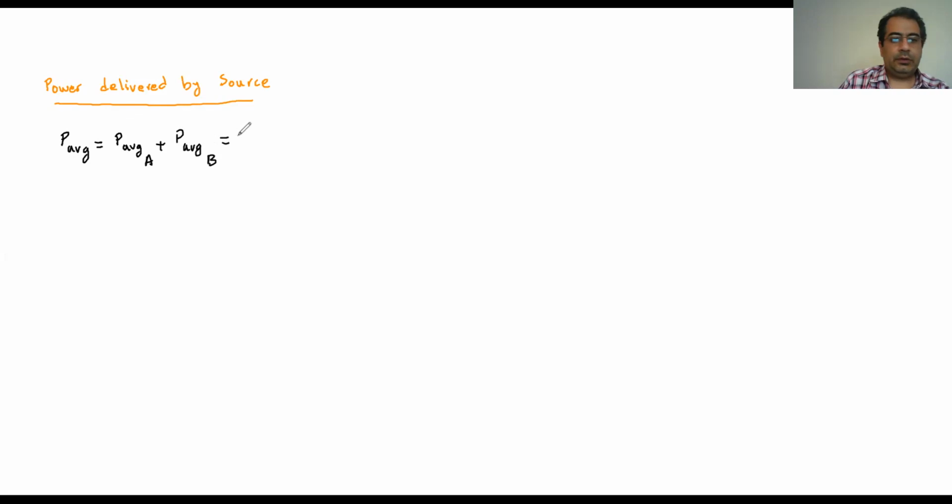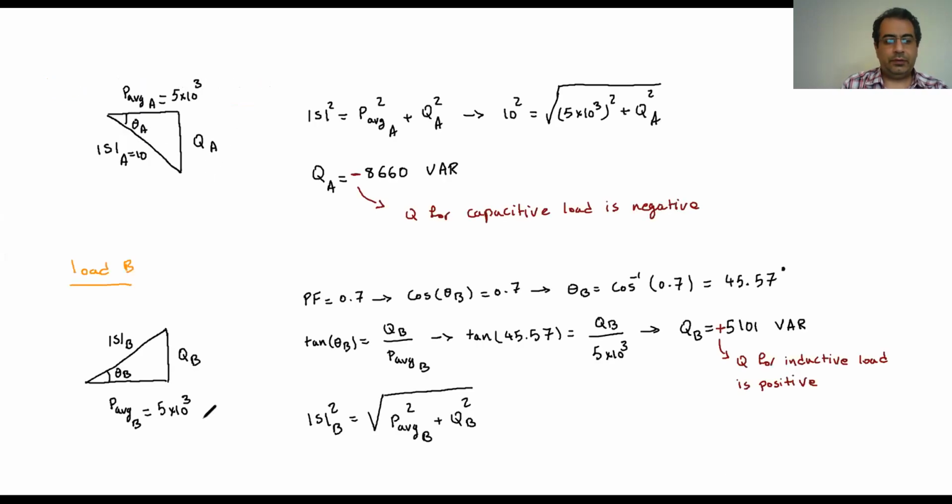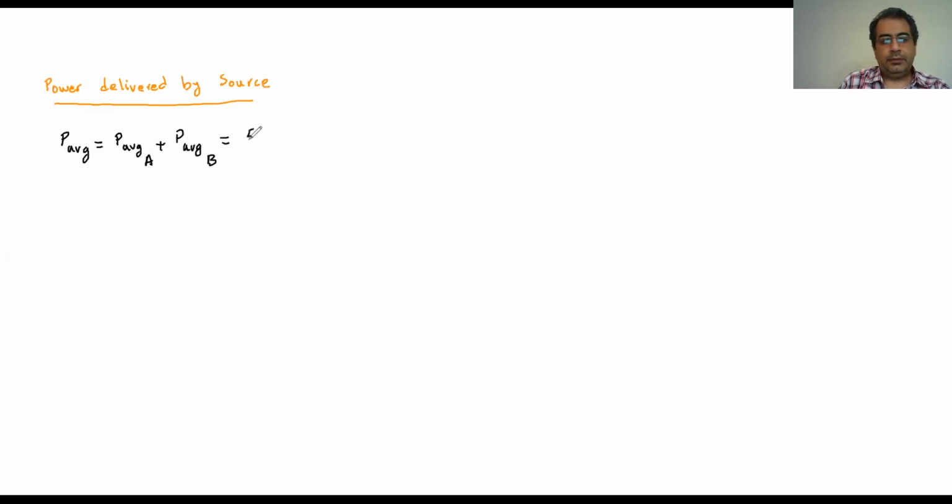So I know that if I go back, for each of them the P average is 5,000. So simply just add them together: 5,000 plus 5,000 is going to be 10,000 watts, because we use 10,000 watts in those two loads. So the source should deliver 10,000 watts.